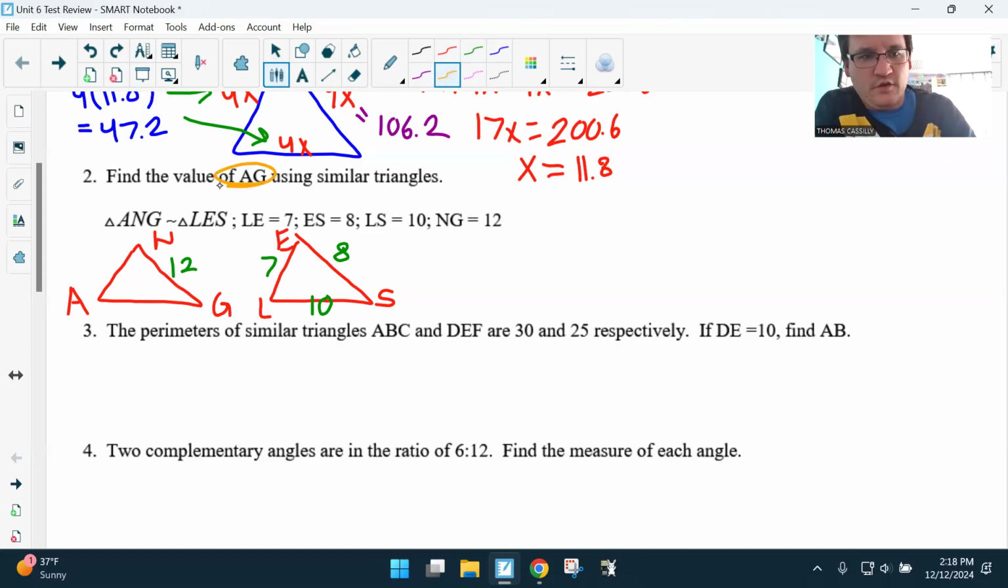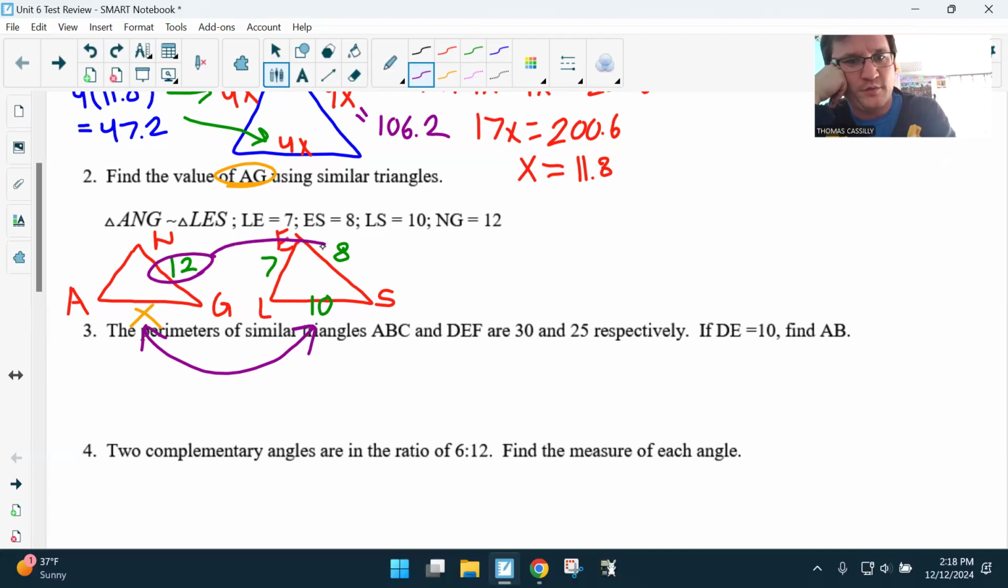All right, so we're looking for AG, so I want that piece right there. Now, when we have similar shapes, that means the sides are in proportion to one another. So there's a few different ways that you could set up this problem. What I like to do is match up the corresponding sides. So x goes with 10, those two match up. 12 matches up with 8. Those are corresponding sides. Think, okay, those are on the bottom of the triangle and the right side of the triangle. Or look at the order the letters are written. N and G, those are the last two letters in the first triangle. E and S, those are the last two letters in the second triangle.